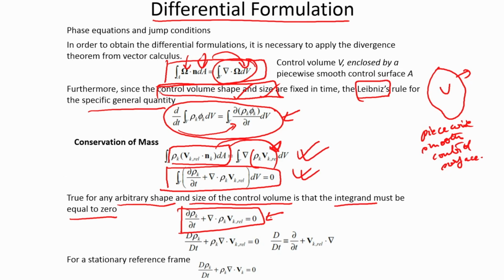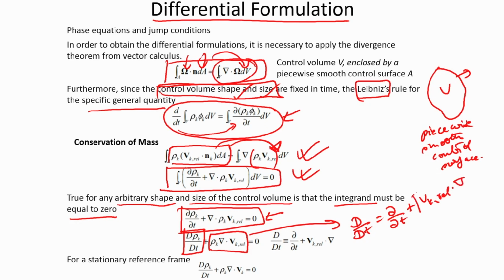This can be written with a material derivative, D rho by Dt plus rho times the divergence of velocity. This D by Dt is nothing but the material derivative, as I said just now. It is composed of the time derivative plus v relative times the corresponding gradient operator, so this acts on the density.